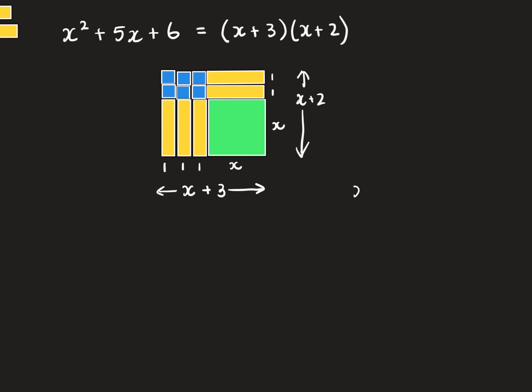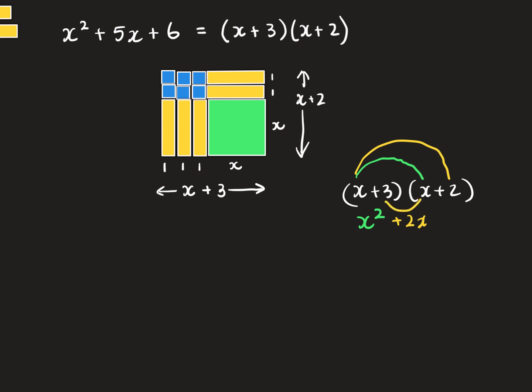And we can check that using FOIL. X plus 3, lots of x plus 2. First, x times x is x squared. Outside, x times 2 is 2x. Inside, 3 times x, 3x. And last, 3 times 2 is 6. So what do we have? X squared plus 5x plus 6. And you can see that these terms here map onto exactly what I've got there in the picture. And they're the same as this here.